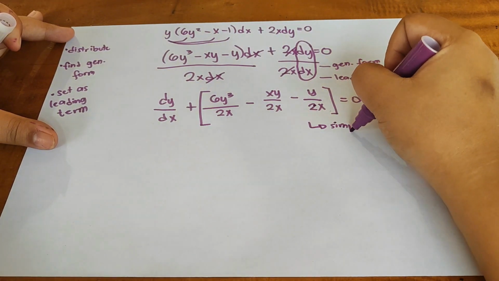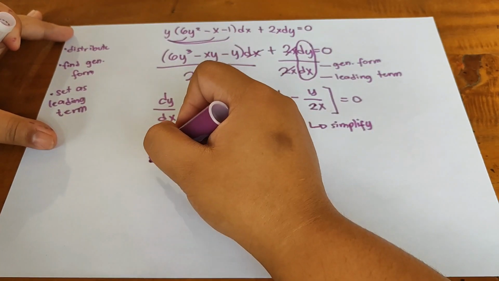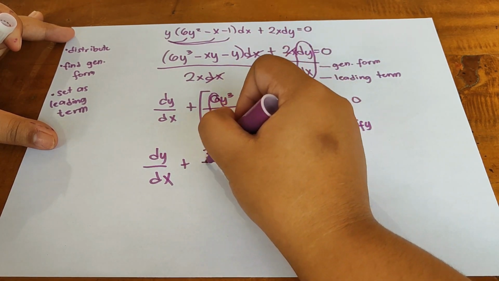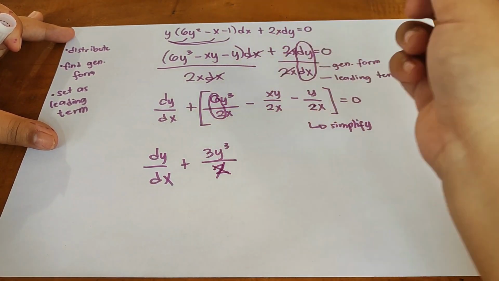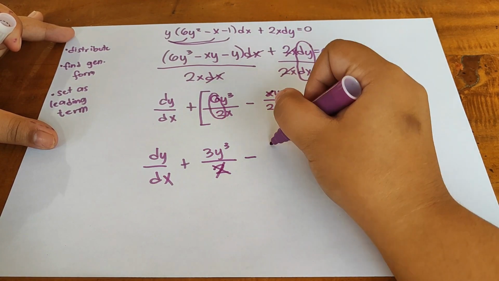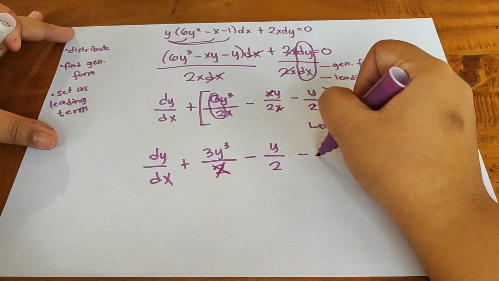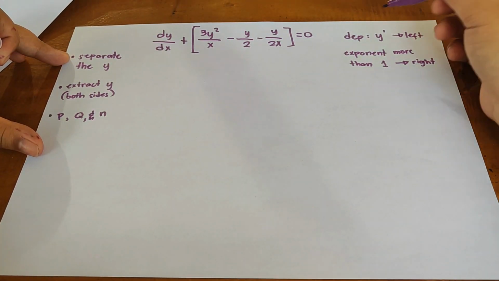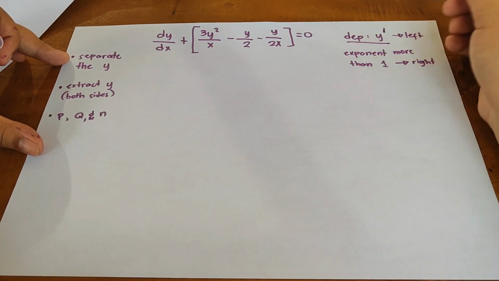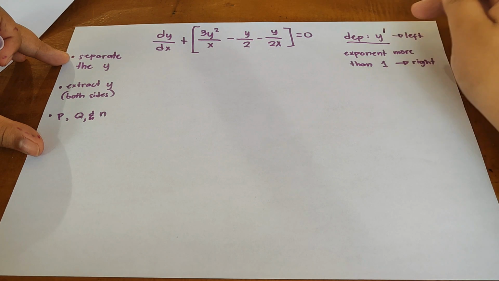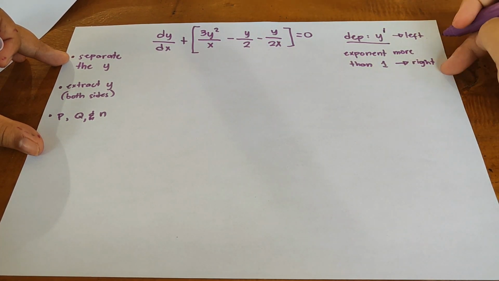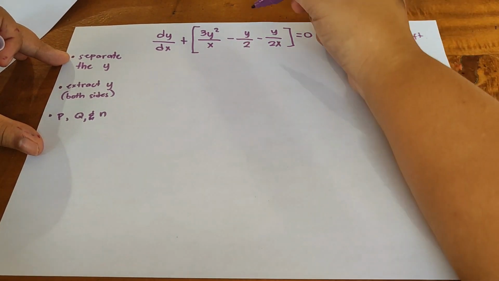We will now simplify this term. We will copy dy over dx, so 6 divided by 2 is equal to 3, copy y cubed over x, and then we can cancel x, so we have y over 2, and then copy the negative y over 2x. Our dependent variable will be y to the power of 1, so all the y variables with the power of 1 will be on the left side of the equal sign, and the y variables with exponents more than 1 will be on the right side of the equal sign.